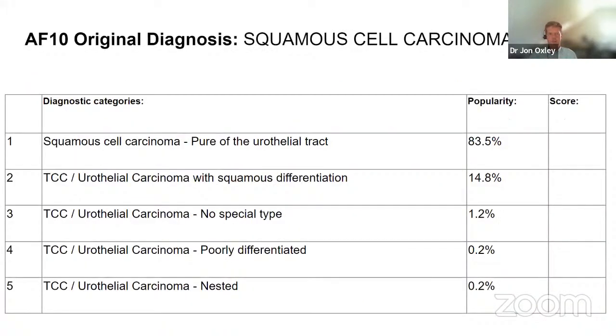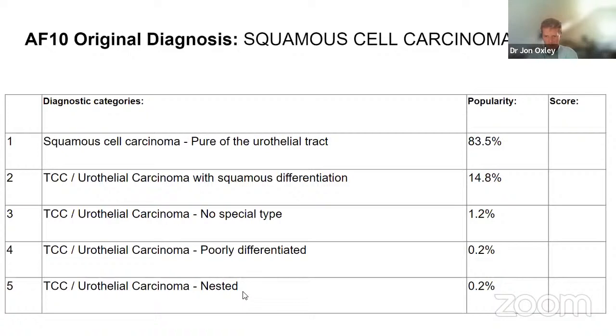So this is probably a scoring case. We've got 83% saying squamous cell carcinoma, and then a smaller number wanting it to be urothelial carcinoma with squamous differentiation. We've introduced this category to stop the lumpers from getting scored. So this no special type now clearly should not be used in cases where there is some differentiation. Poor differentiation, but I've shown you some nice squamous areas.